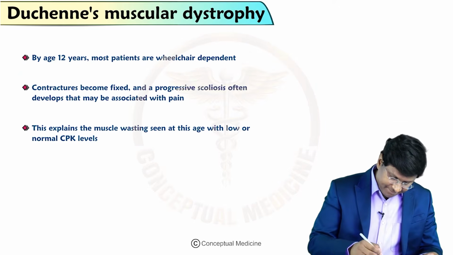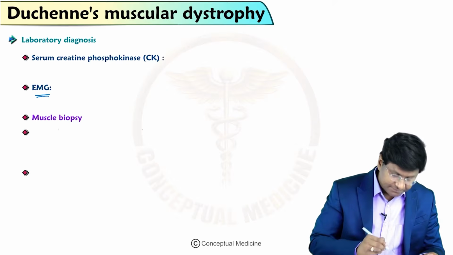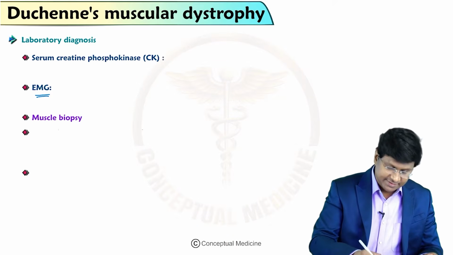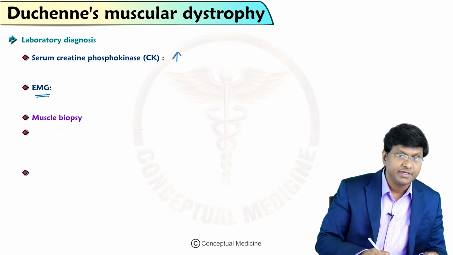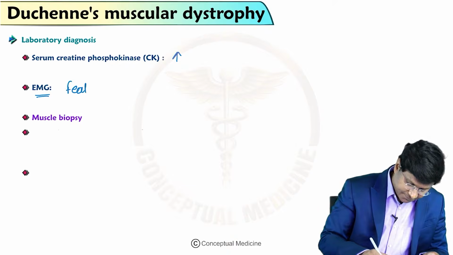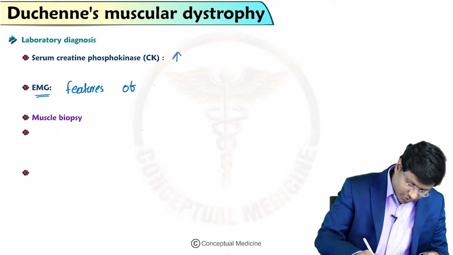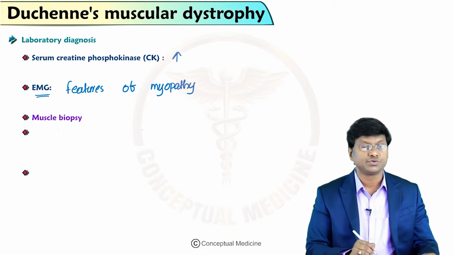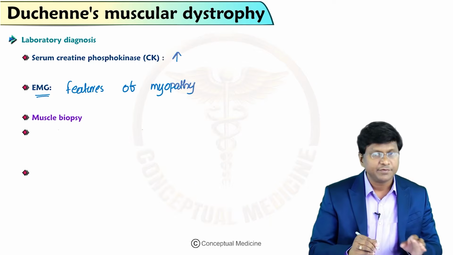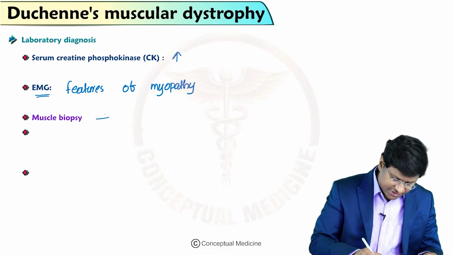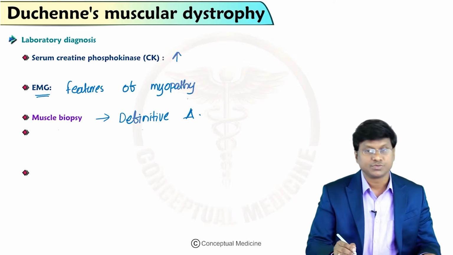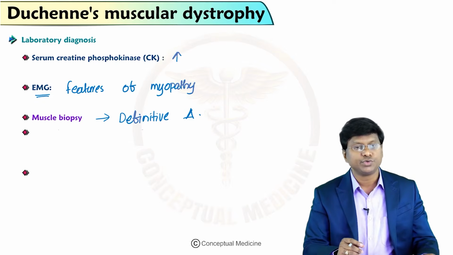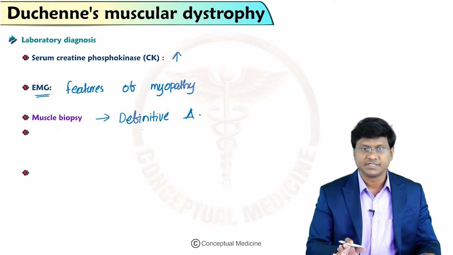So next, if you take the creatinine kinase levels, what did I tell you? They are elevated, and later in the stage of the disease they are decreased. Okay, and electromyography shows you the features of myopathy. And if you take the muscle biopsy, as I have just discussed, this will be the definitive diagnosis. And what will it show you? It will show you groups of necrotic muscle fibers.